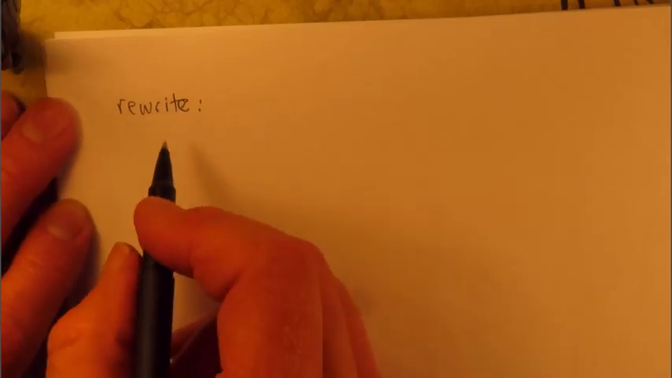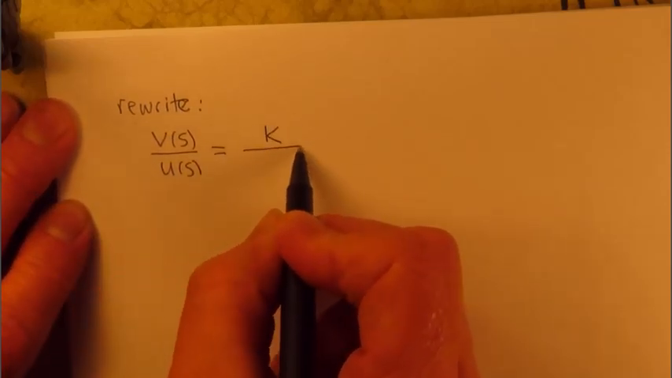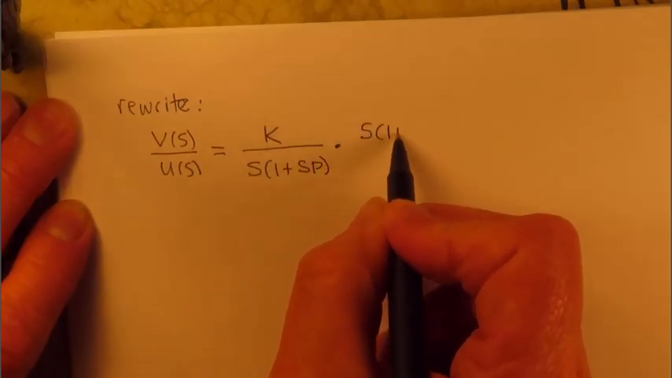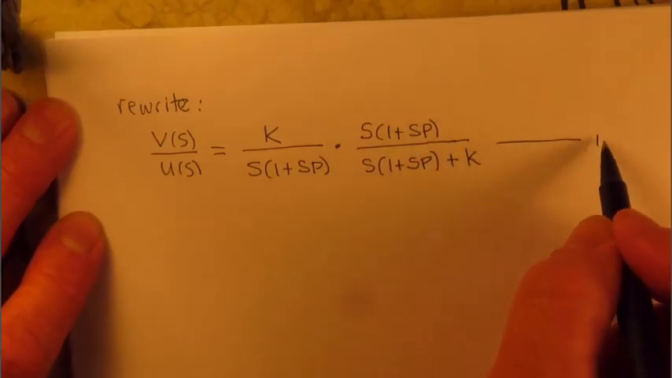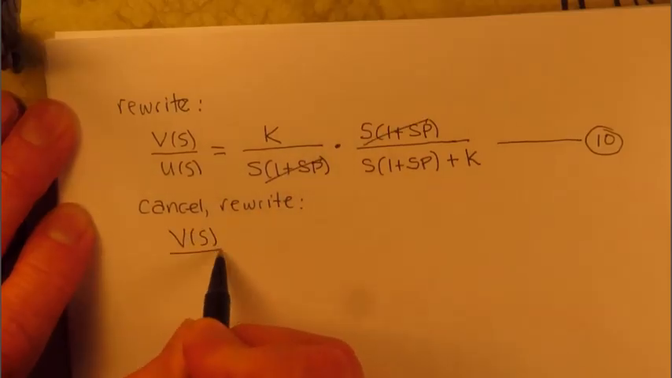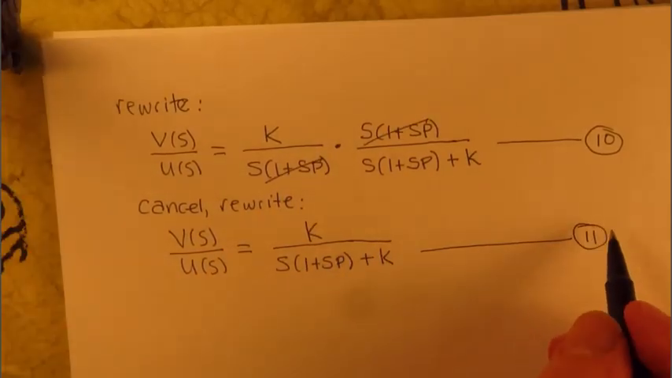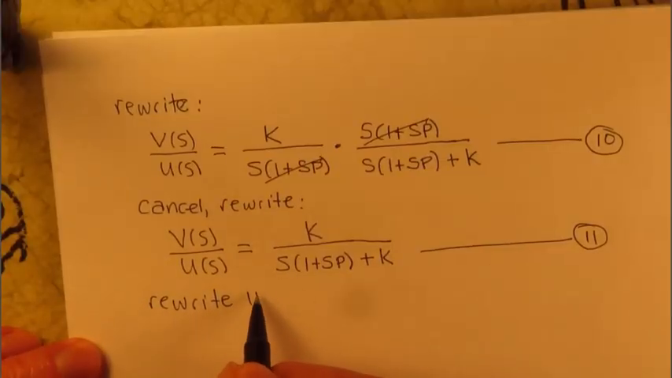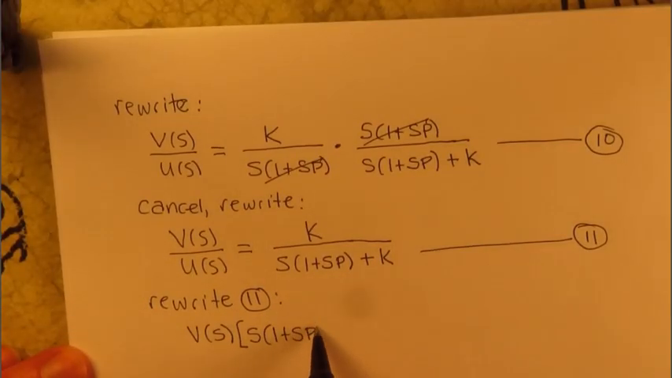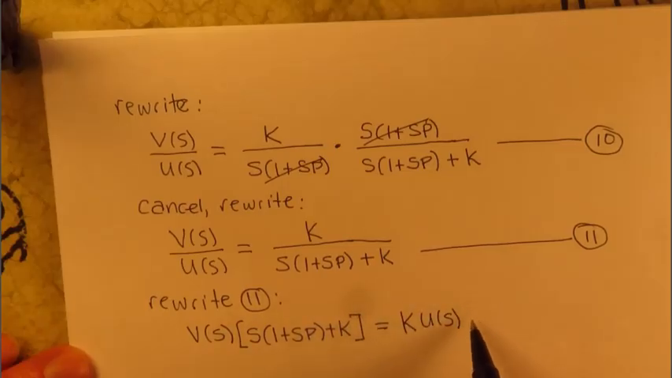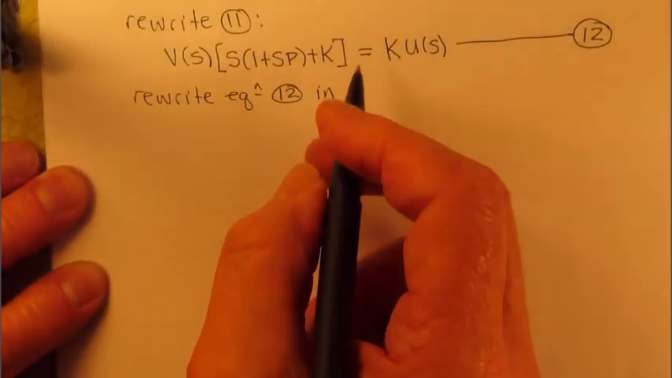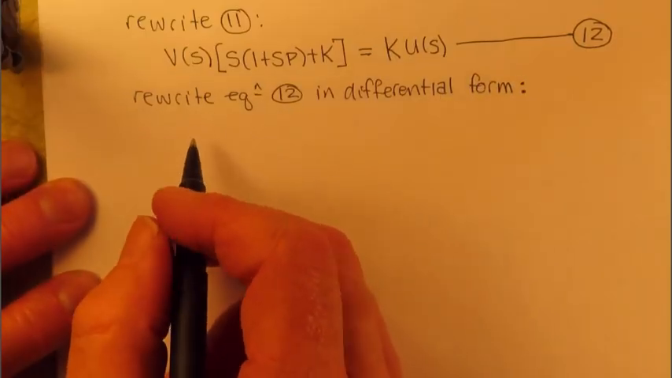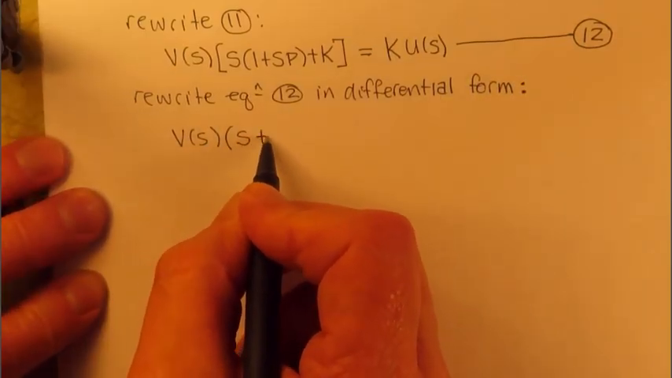Now, it doesn't look very nice, so let's rewrite it, which we can do by just multiplying the right side by 1, written as s times 1 over s plus p over s times 1 over s plus p. I mean, you can multiply both sides by 1. It doesn't change anything. Now, cancel the numerator and the denominator and rewrite the equation. That's equation 11. Now we rewrite equation 11, so the output is on the left side and the input is on the right side, so that's equation 12. Now we rewrite equation 12 in differential form because s means taking the derivative and s squared means taking the double derivative, so that's equation 13.